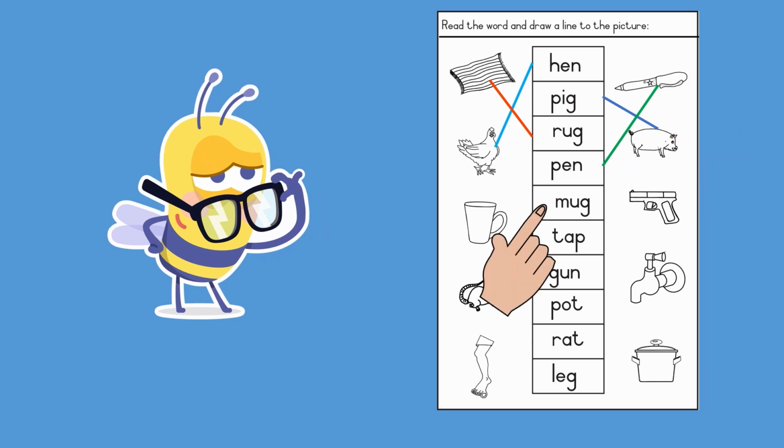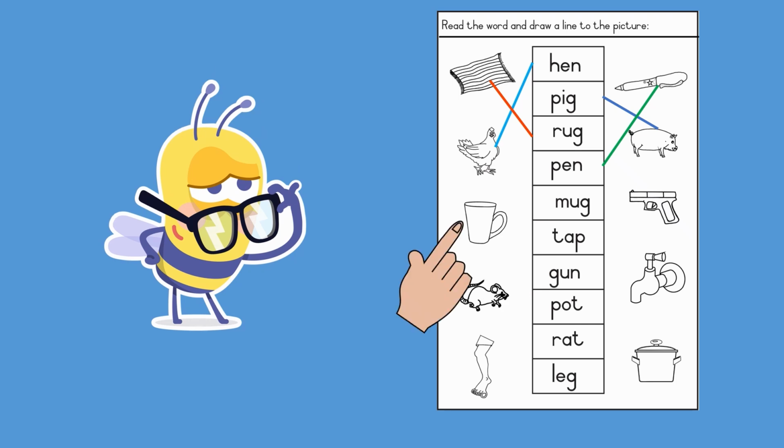Let's go to the next word. What is this word? Yes, it says mug. Did you find the picture mug? I drink coffee out of a mug. And draw a line from the word mug to the picture mug.